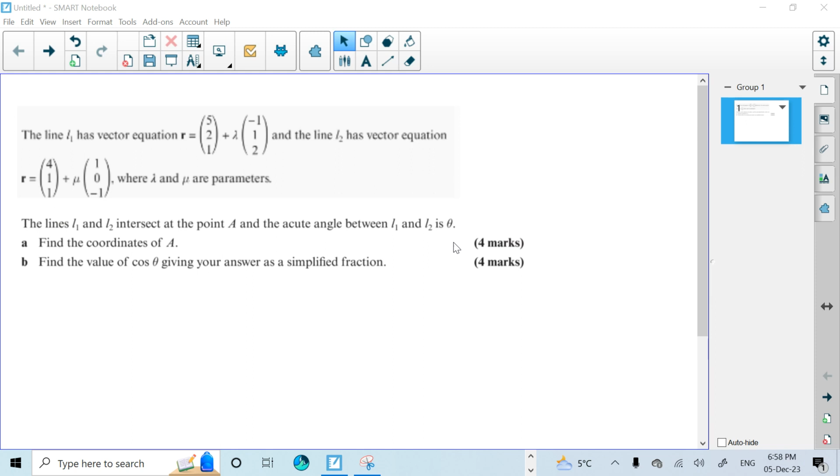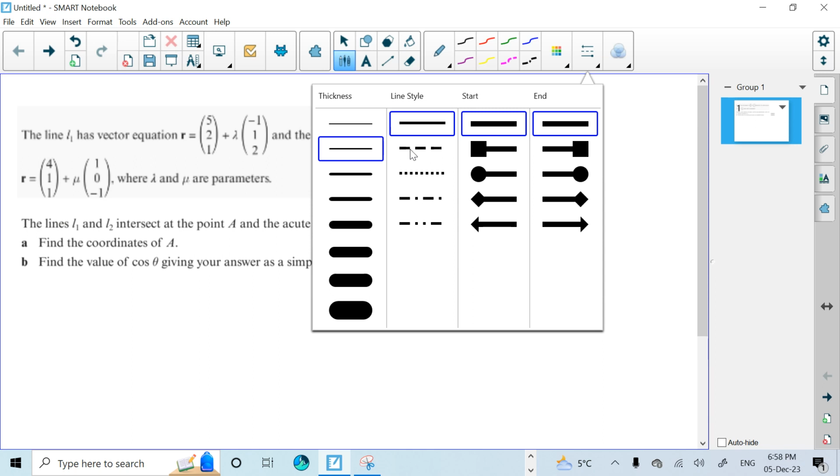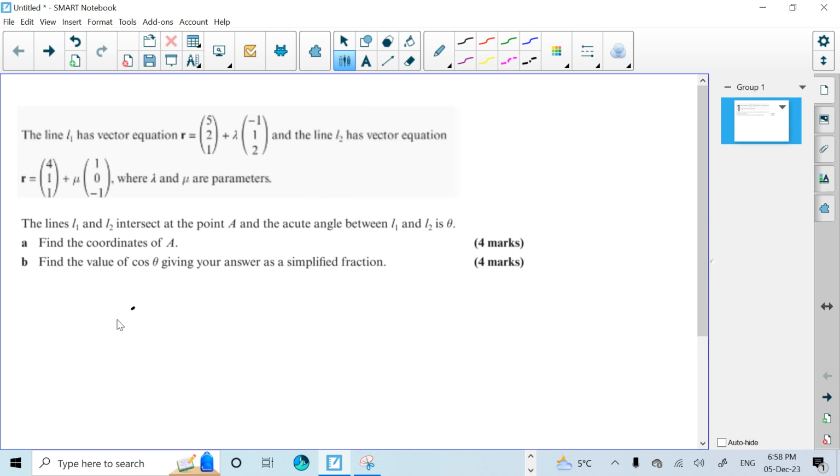fraction. Well, again, like in our previous vector question that was answered, we're going to deal with r is equal to A plus lambda B. And we're going to do the same thing. So let's do the math.